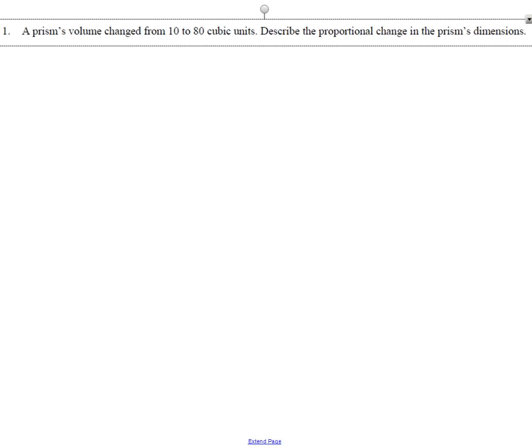All right. A volume's prism changed from 10 to 80. Describe the proportional change and the prism's dimensions. All this means, this is a real fancy way of just saying, what's the scale factor? Okay?